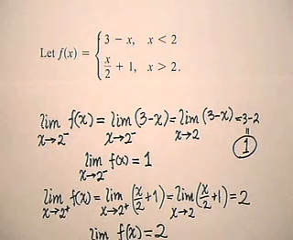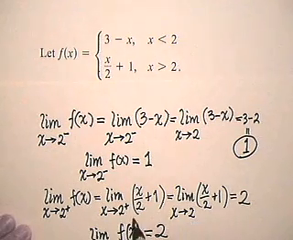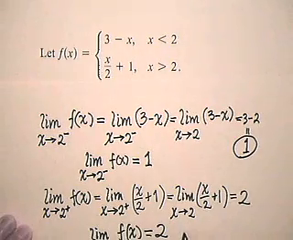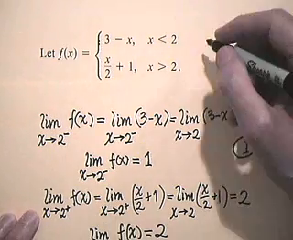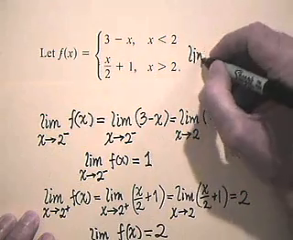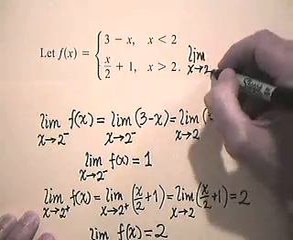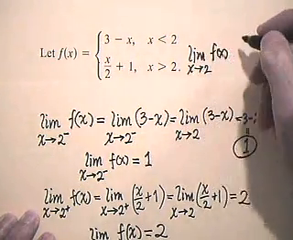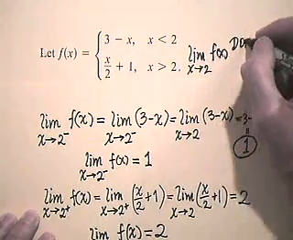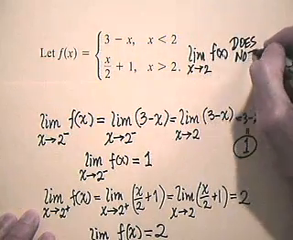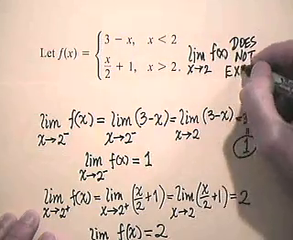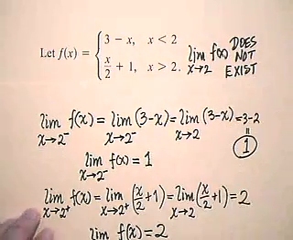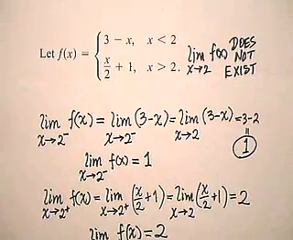And so consequently, when it comes to the question of the two-sided limit, it cannot exist. In other words, here, the limit as x approaches 2 of f of x does not exist. Again, why? Because the one-sided limits, in fact, do exist, but they are not equal.